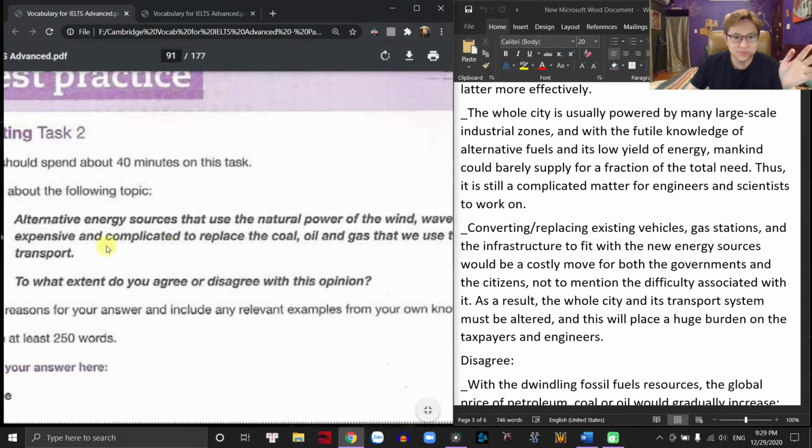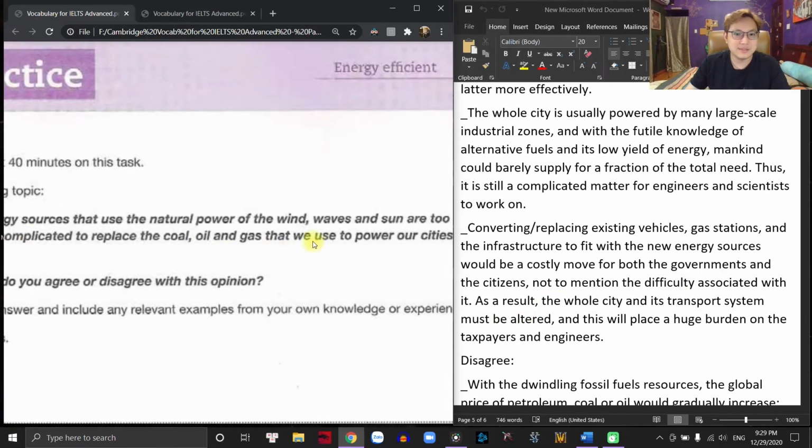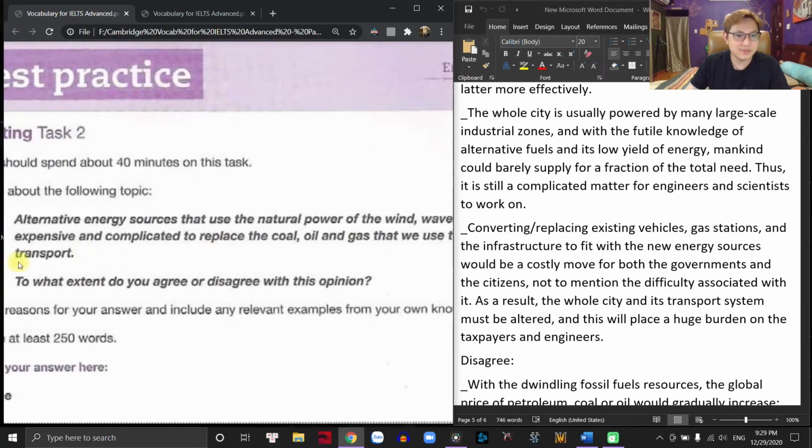Mình lặp lại cái ý này một chút xíu. And also, I talk about whole city and its transport system. So that is, we use power to power our cities and transport. See, I try to follow the question very well. Đó, mấy bạn thấy không? Mình tìm cách mà mình theo sau cái câu hỏi của cái đề bài như vậy đó, để có thể viết ra cái dạng bài như thế này.